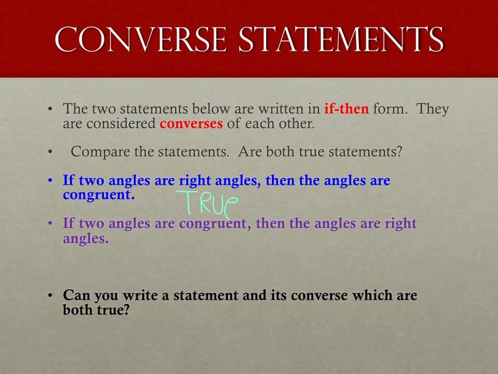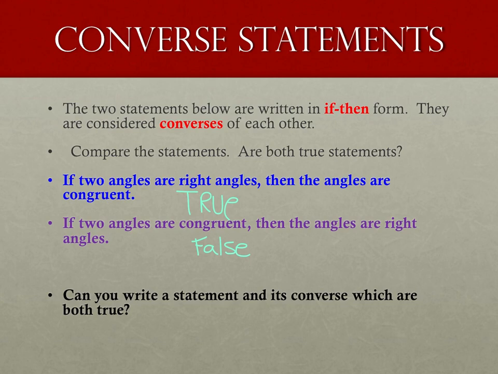The second statement in purple says, if two angles are congruent, then the angles are right angles. Well, if two angles are congruent, that doesn't mean they have to be right angles. They could both be 20 degrees. They could both be 17.62 degrees. We just don't know, so this statement is false. Okay, so I want to know, can you write a statement and its converse, which are both going to be true?